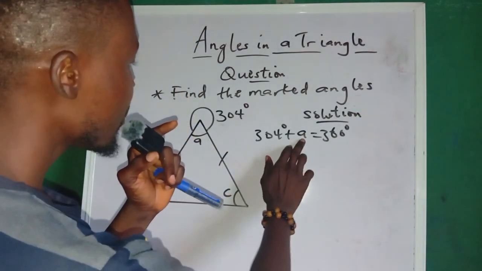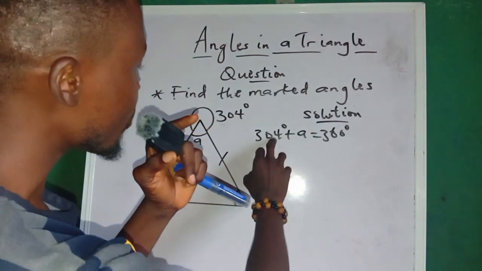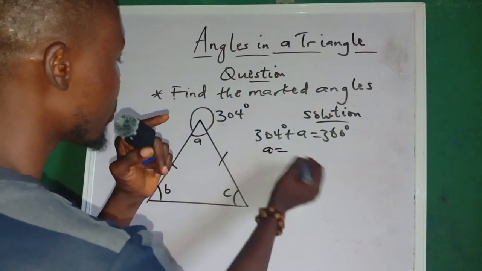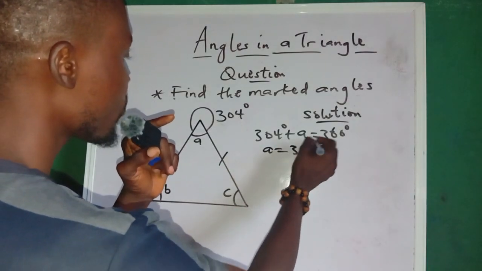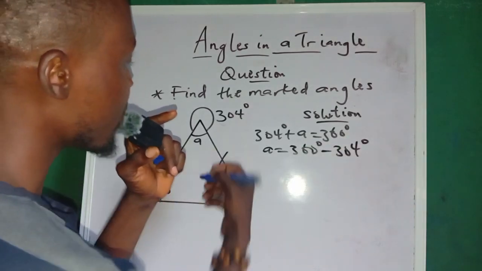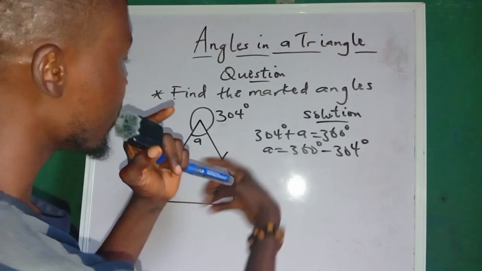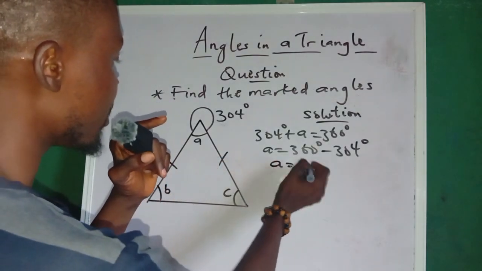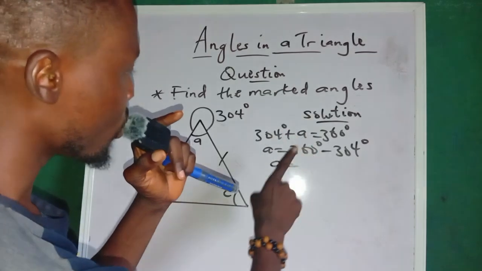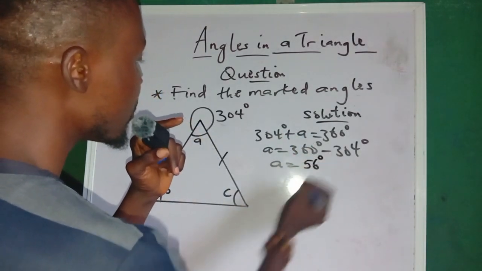After that, remember we cannot add A and 304 degrees together. So we have to send 304 degrees to the other side. So A is equal to 360 degrees minus 304 degrees, because plus 304 degrees crossing to the opposite side turns to minus 304 degrees. When we subtract 304 degrees from 360 degrees, we are going to have 56 degrees. So the value of A is 56 degrees.